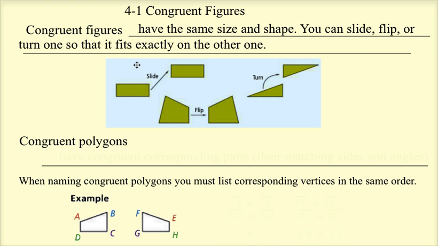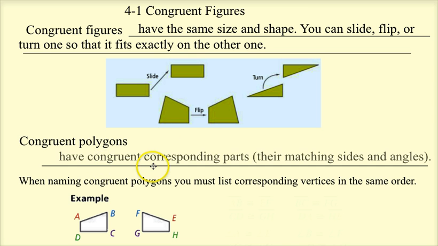The sides are going to be congruent to each other, the angles are going to be congruent to each other. And there's an example of a picture here with each of them. So if I slide it, this one would fit exactly on that one. If I flip it, that one fits exactly on this one. If I turn them, or rotate it, this one would fit exactly on that one. So those are congruent figures. And each of these slides, flips, and turns are a transformation, which we'll talk about later on in the year. But basically, congruent figures have the same size and the same shape.